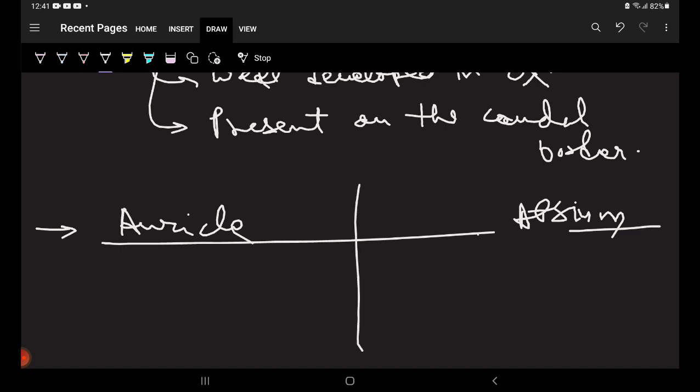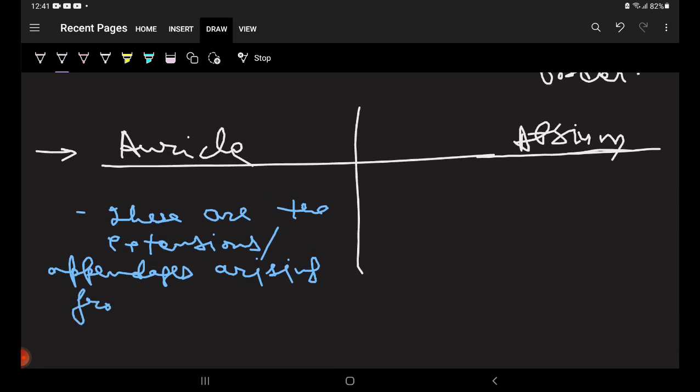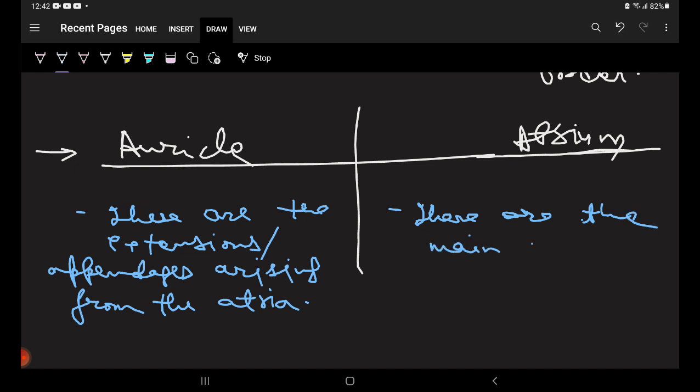Okay. Auricles and atrium. What is the difference between auricle and atrium? If you talk about auricles, these are extensions or appendages arising from the atria itself. And the atria themselves are the main chambers.